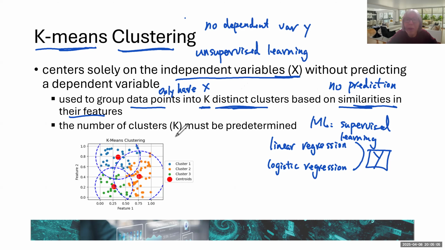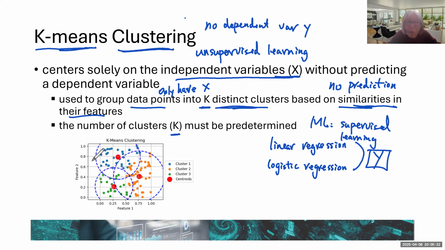And this number K you must predefine. Later on we will also see that sometimes you don't know. You just have the data and you have no idea. Then how do you know? So then you try, and use some metrics to pick the optimal number of clusters.